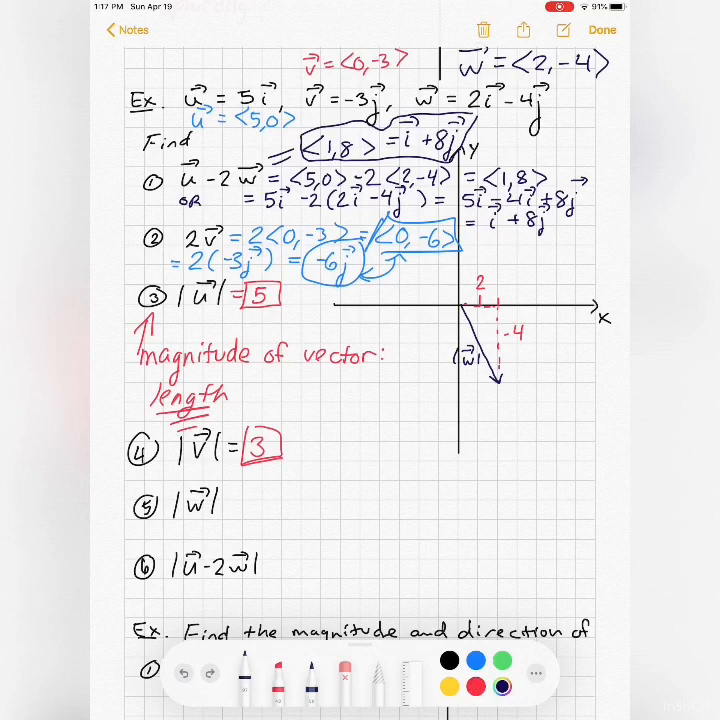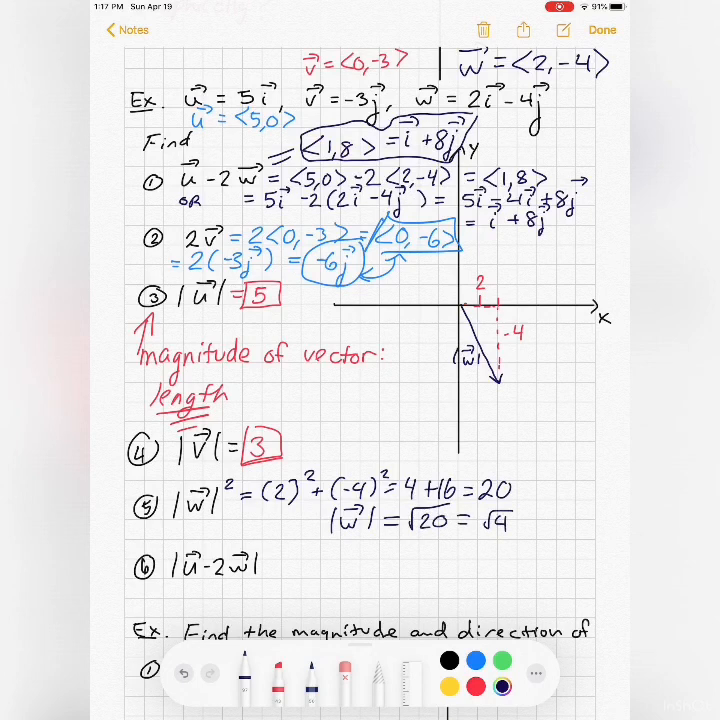Okay, so I'm going to set up the Pythagorean theorem. So that would say the length of W squared is what? 2 squared plus negative 4 squared? It's 4 plus 16 is 20. So then the magnitude would be the square root of 20, which is root 4 root 5, 2 root 5. And that would, of course, be positive because the magnitude, again, is measuring a length.